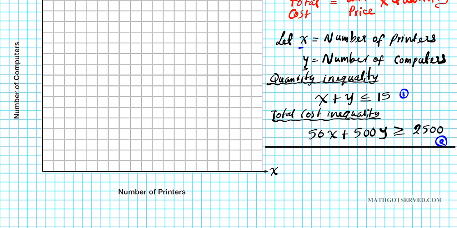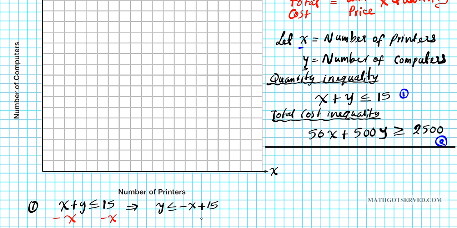All right, so let's start with the first one. We have x plus y is less than or equal to 15. This is easy to get y by itself. You simply subtract x from both sides, and then you get y is less than or equal to negative x plus 15.